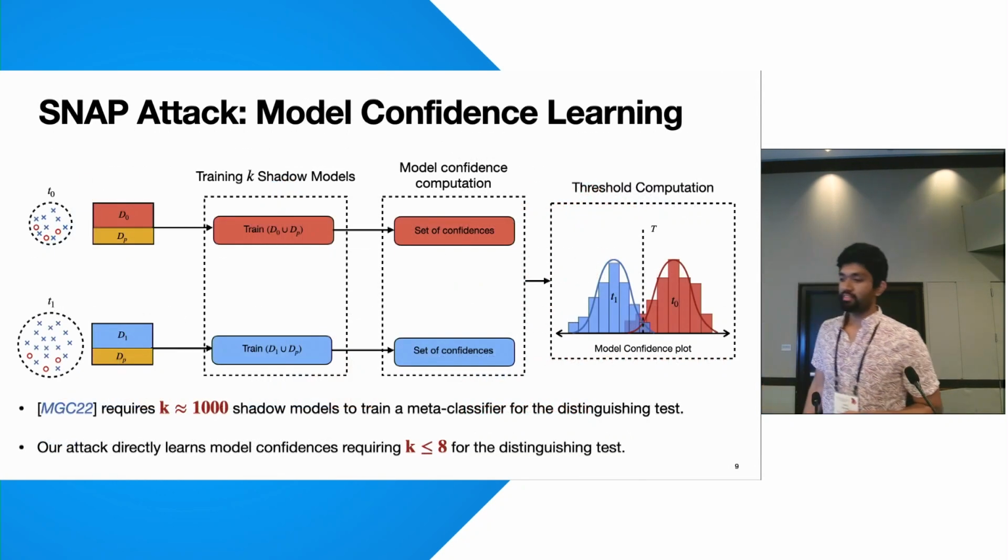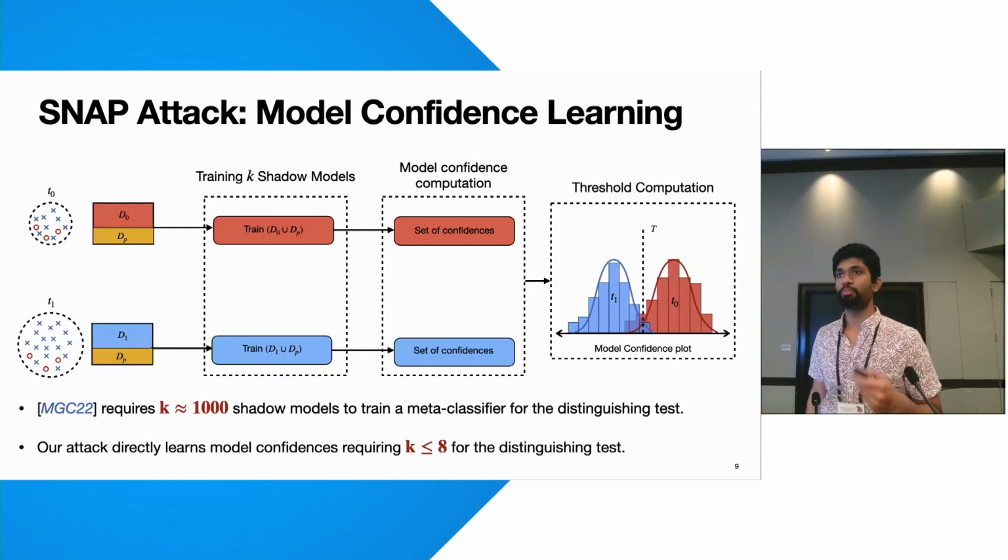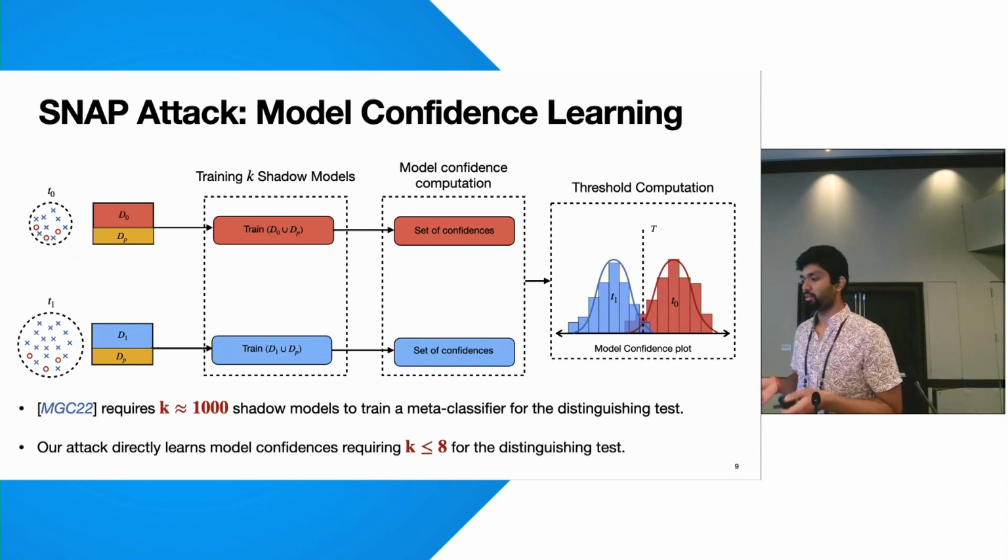So in our second stage, which is the model confidence learning stage, the adversary starts with training k shadow models per fraction. Once these models are trained, the adversary queries all the models and gets a set of confidences. After getting these confidences, the adversary fits two Gaussians on the distributions and finds a threshold that will separate the two.